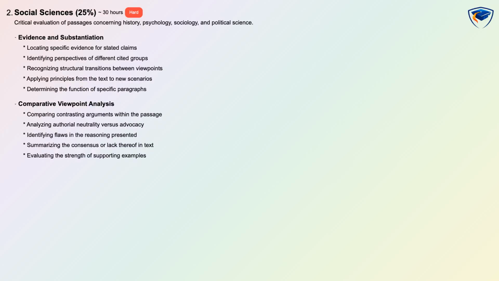Social sciences makes up 25% of the section and centers on critical evaluation of passages about history, psychology, sociology, and political science. Difficulty is hard and the format is scenario-based with 30 hours of recommended study. Candidates will learn to find specific evidence for claims, identify perspectives of different groups and the function of individual paragraphs, and recognize structural transitions that signal shifts in viewpoint.